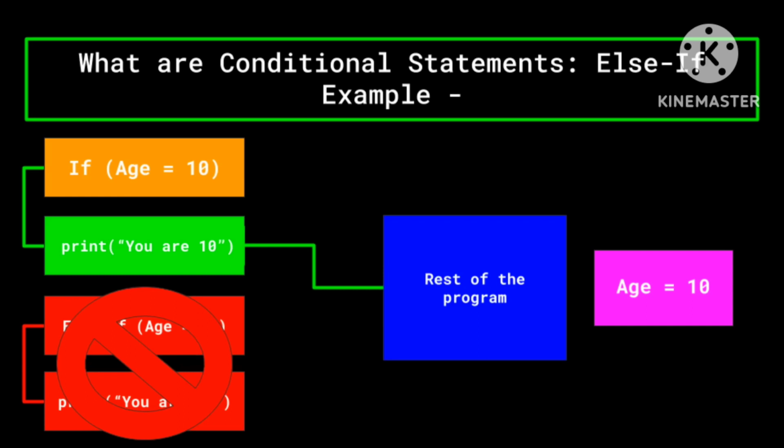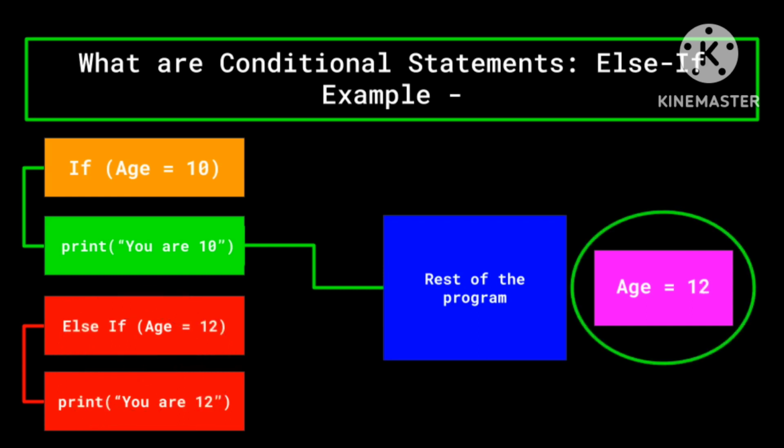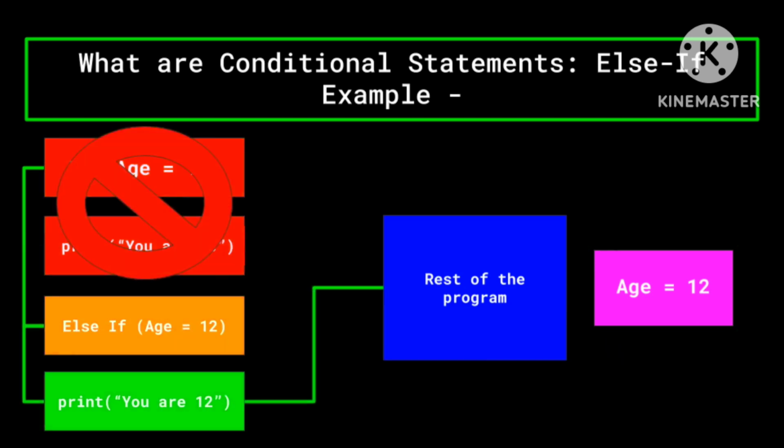Now, for example, let's say we change the age variable to be 12 instead of 10. Now, instead of the first conditional statement being true, it actually evaluates as false, since age is no longer equal to 10. So what we do now is first skip over the print statement, which prints out that age is 10, since it's not. And then we evaluate the else if statement. We check if age is equal to 12, which again it is. And so now we run all the code inside of that conditional statement, before finally moving on to the rest of our program.